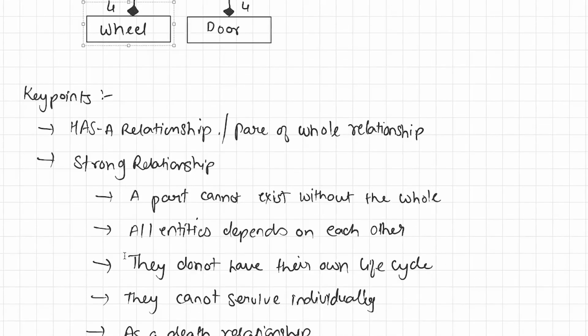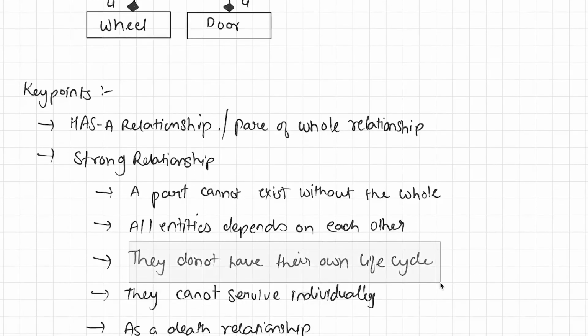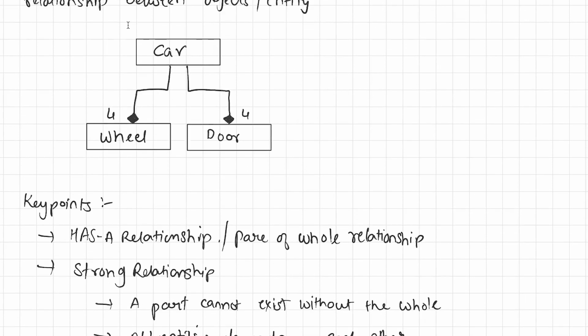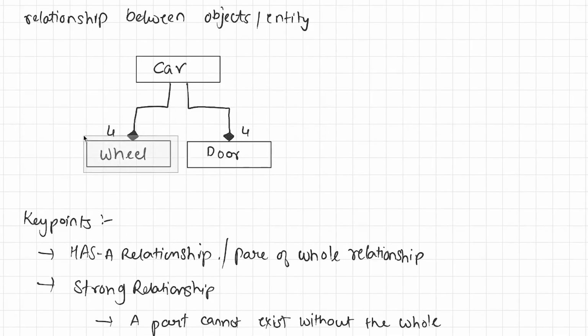Makes sense? Now the next point is they do not have their own life cycle. Which means that when we destroy the car, the wheel and door get destroyed automatically. So they do not have their own life cycle. When we create a car, we create wheels, and when we create a car, we can create doors. Without a car, there is no use of a door, so we are not going to create a door without a car.